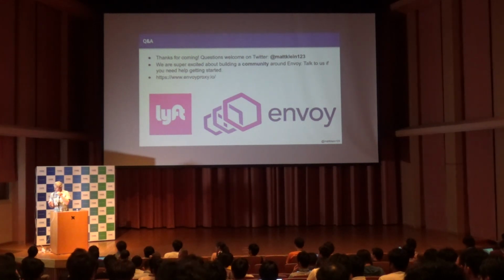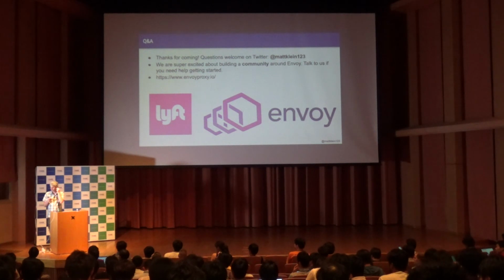The question was, he's planning to use Envoy and Kubernetes, but is it better to always use it with Istio as the control plane or something else? That's the question that everyone wants to know.